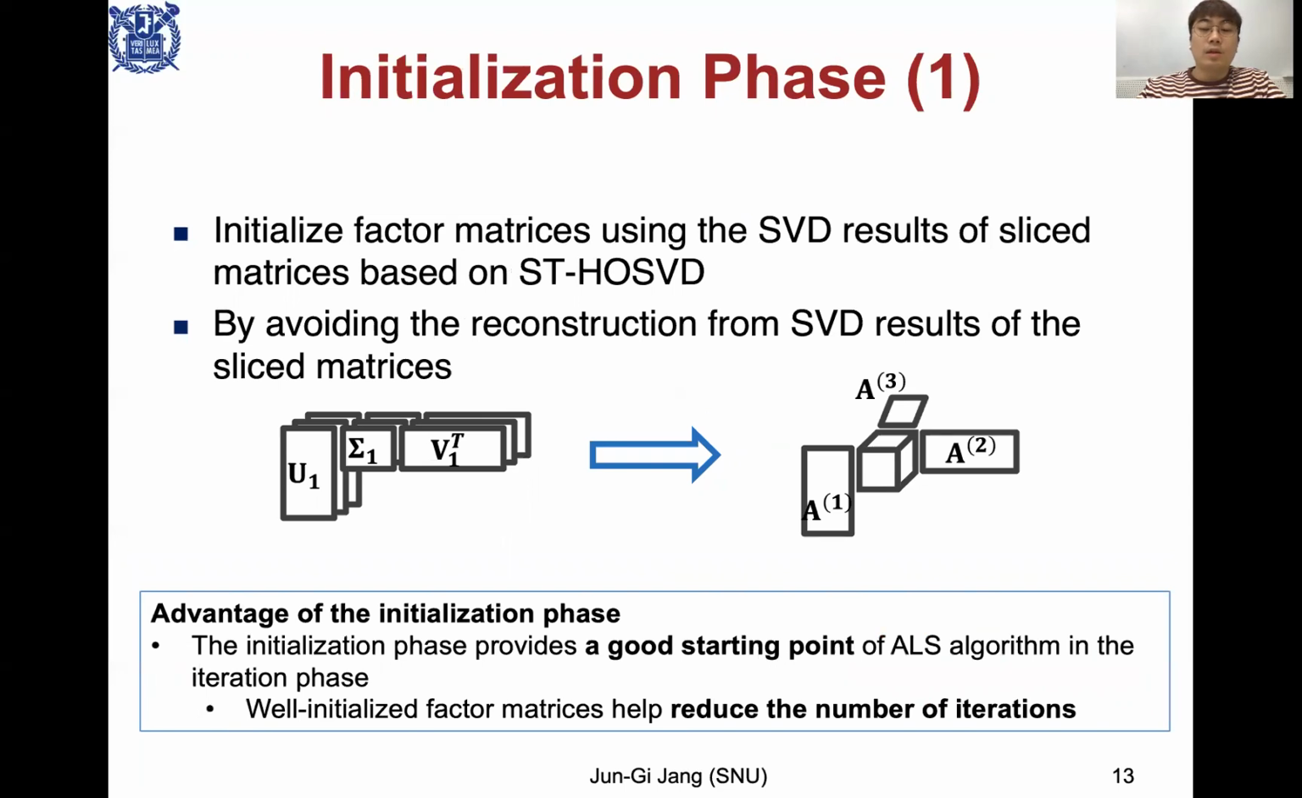Before the iteration phase, D-Tucker initializes factor matrices using the SVD results of the sliced matrices based on ST-HOSVD. By avoiding the reconstruction from SVD results of the sliced matrices, D-Tucker efficiently initializes the factor matrices, and this phase helps reduce the number of iterations.